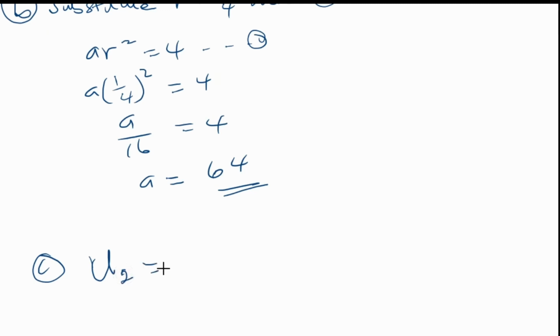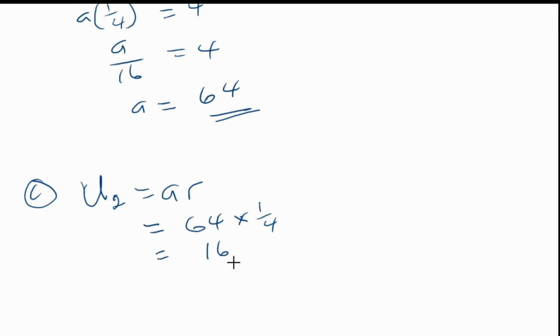The second term, you know that you have the general formula U2 equals AR, because n is 2 and 2 minus 1 is 1, so AR. And our a is 64, our r is 1 over 4. So we just substitute both of them, and that will be 64 times 1 over 4, and 64 times 1 over 4 is 16. So that is our second term.